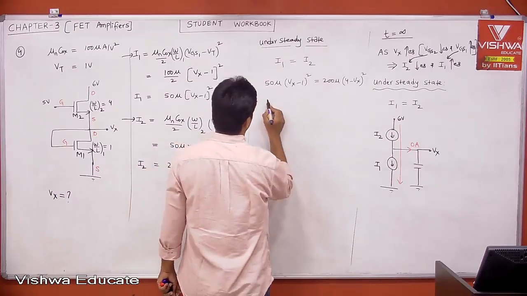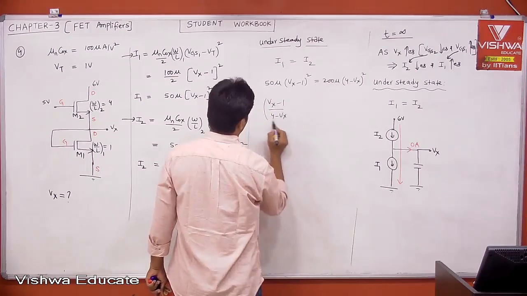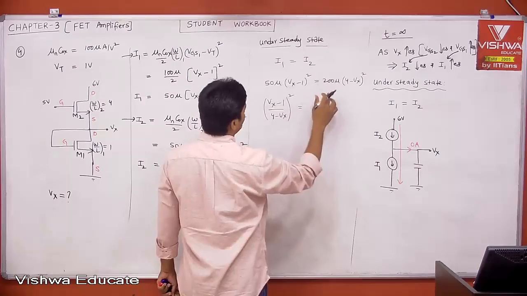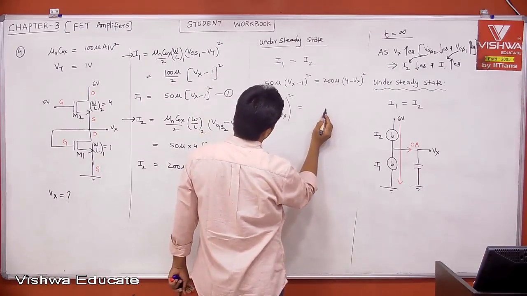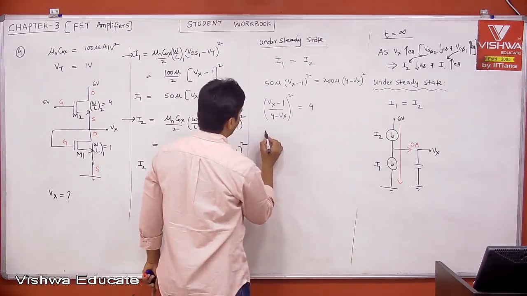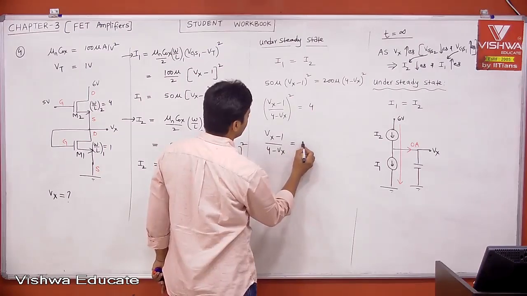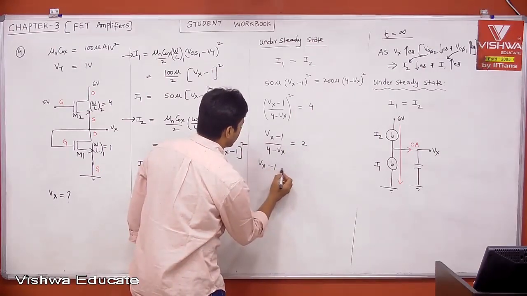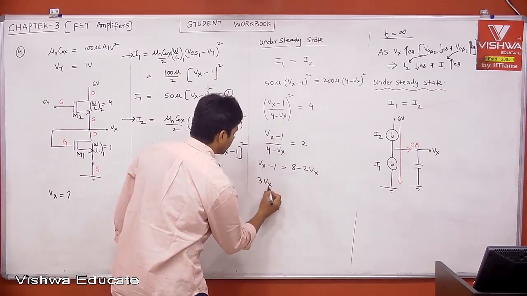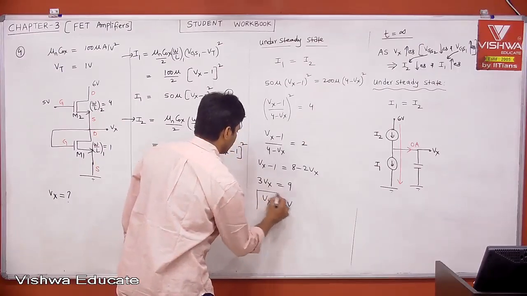Right? Then (Vx − 1)/4 − Vx, whole square, is equal to, I am checking this, 200 micro by 50 micro. How much is that? Micro will be cancelled. 4. Then (Vx − 1)/4 − Vx is equal to 2. Then Vx − 1 is equal to 8 − 2Vx. Then 3Vx is equal to 9. Then Vx is equal to 3 volt.